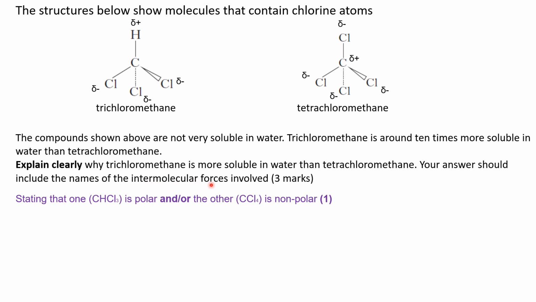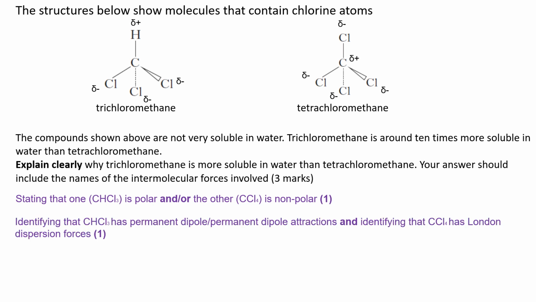In terms of naming the intermolecular forces involved, we can see we've got a permanent dipole present in this molecule, so it will have permanent dipole interactions between its molecules. It won't have hydrogen bonds between its molecules because we don't have OH groups or NH groups within the molecule. This one, being nonpolar, will only have London dispersion forces between its molecules. So that's the second mark, identifying that trichloromethane has permanent dipole interactions, and tetrachloromethane has London dispersion forces between its molecules. Now we need to relate this to the solubility.